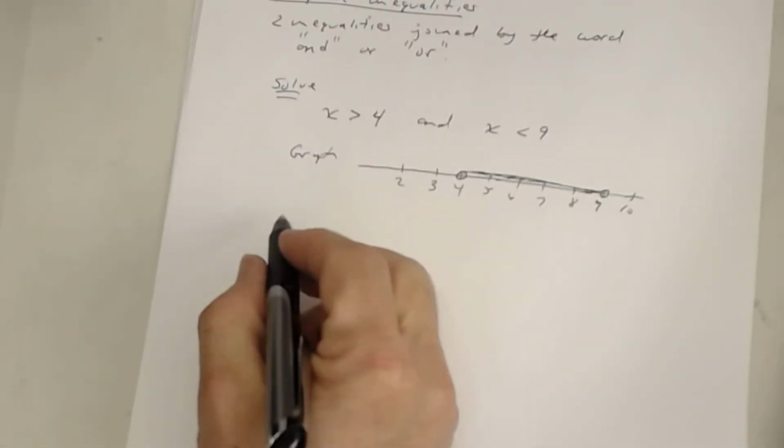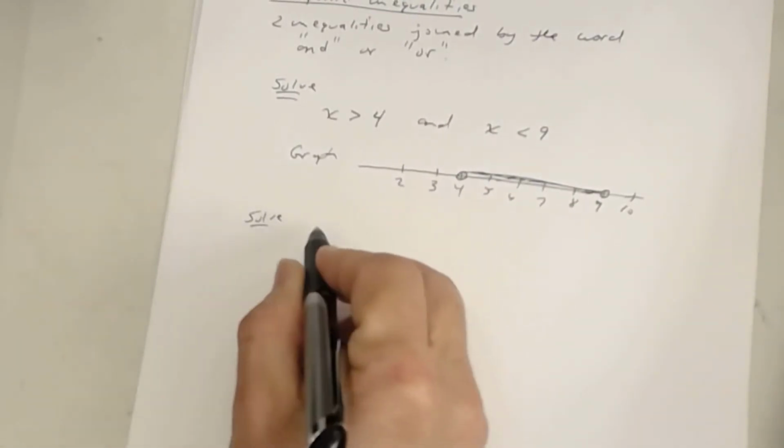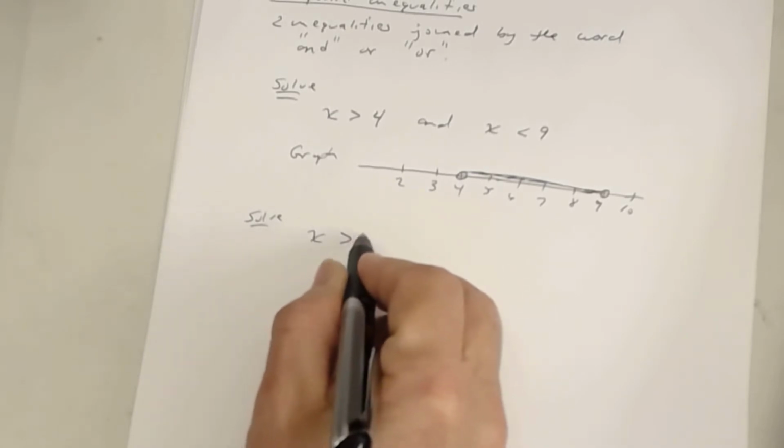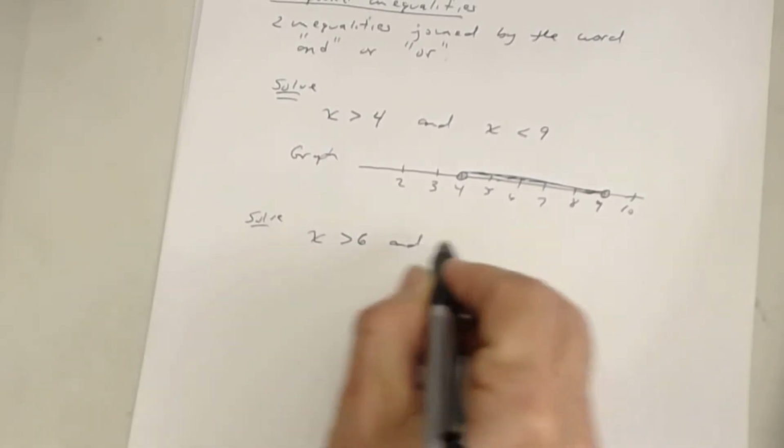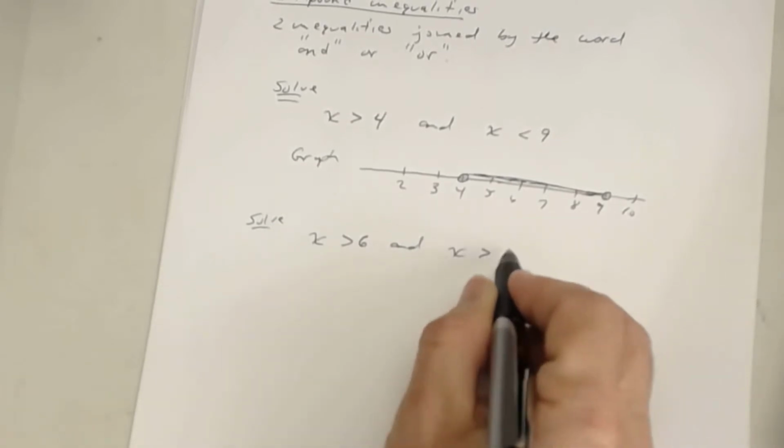Now let's look at this one. Suppose I want to solve x is greater than 6 and x is greater than 2. Give me a number that you think is a solution to this compound inequality. 8. Is 8 bigger than 6? And is 8 bigger than 2? Yes. But you've got to find all of them, though.